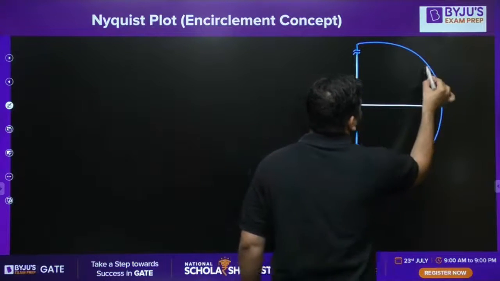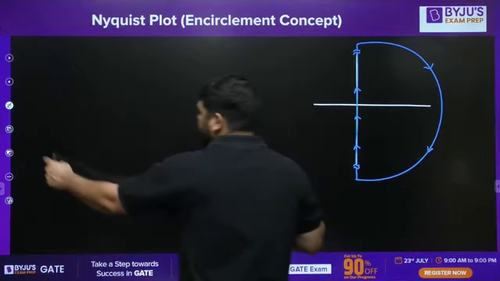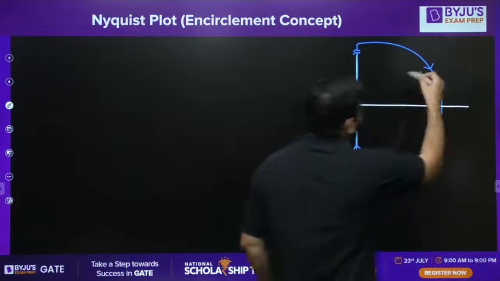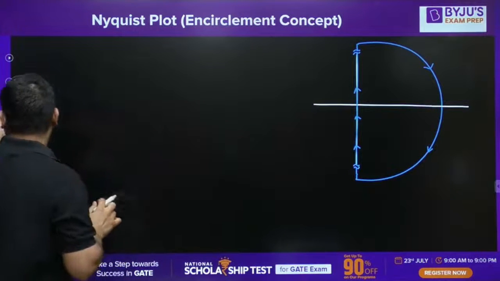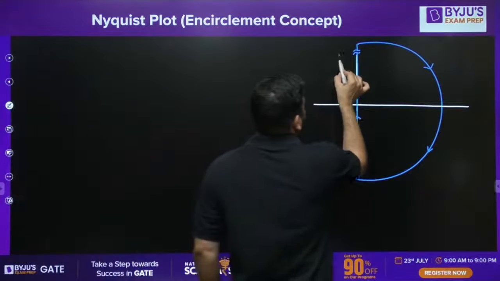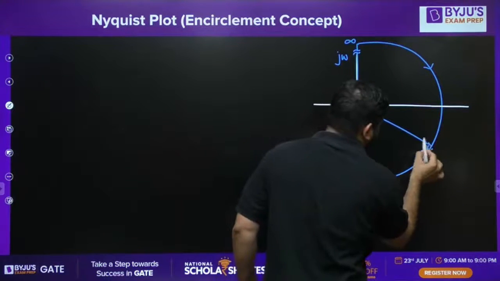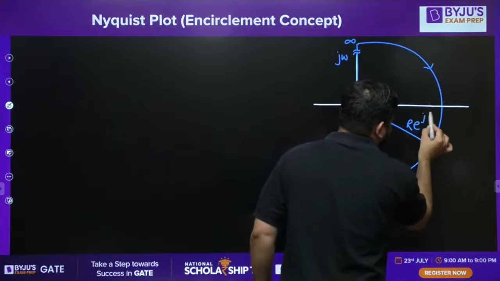This is the S-plane contour. So I have selected this as the S-plane contour, and this S-plane contour contains the entire right half. Let me write it like this. This is the j omega axis. Omega varies from 0 to infinity, and then the radius is r e to the power j theta.